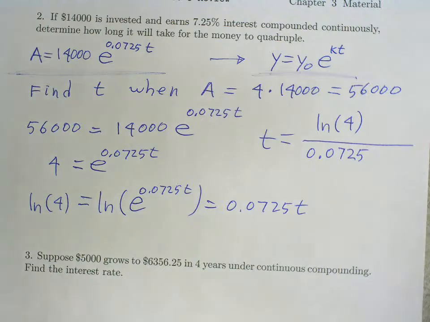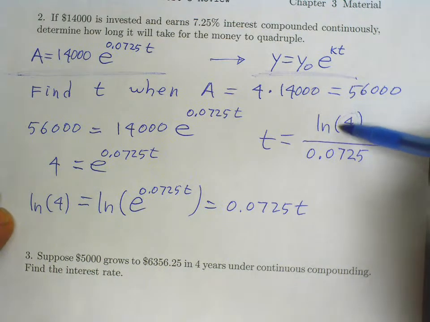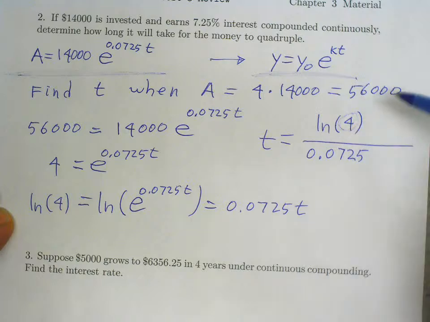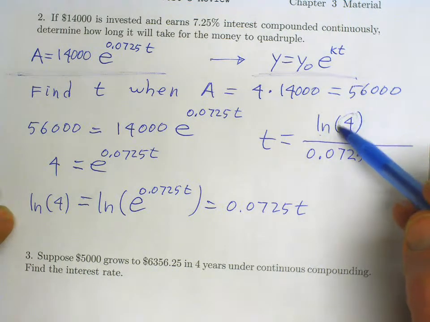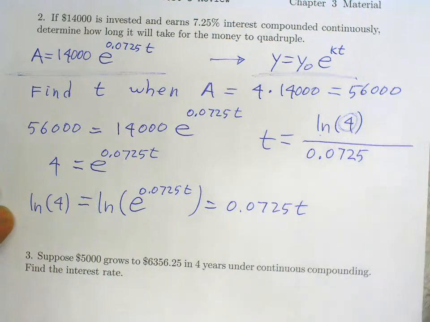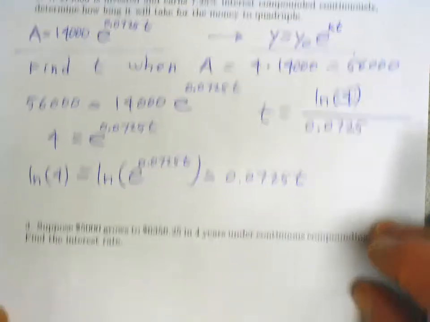So just an observation, hopefully you'll notice we wanted to find the amount of time it took for the investment to be worth 4 times the initial amount. So it's not a coincidence that this is the natural log of 4 times. Okay, the next problem.